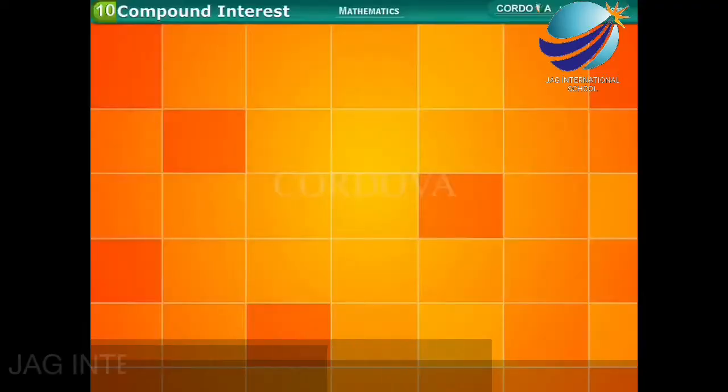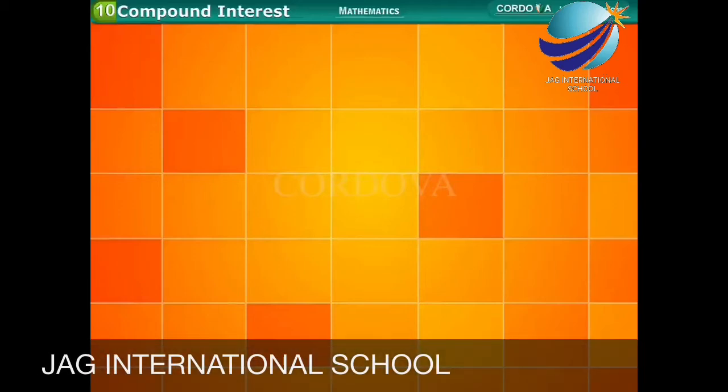Chapter 10. Compound Interest. You have studied how to calculate the simple interest in the previous class. Simple interest is calculated only on the principal amount throughout the loan period. If P represents the principal, R the rate percent per annum, and T the time in years, then simple interest SI is given by the relation SI is equal to P into R into T upon 100.